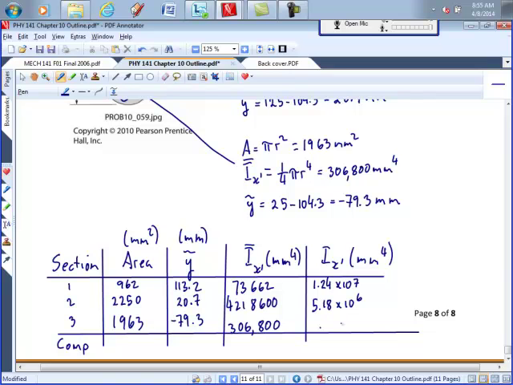Okay, I just have them in mixed up order then. 1.27 times 10 to the 7. I have the same values. Okay, so when we add them up to find the moment of inertia for the composite area.